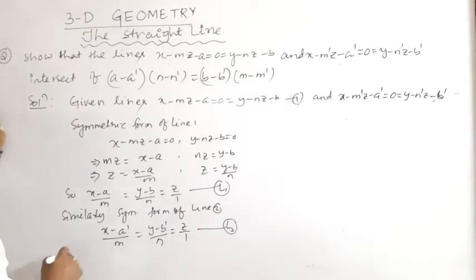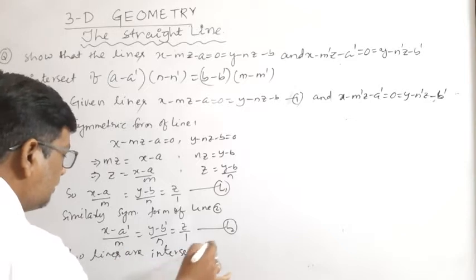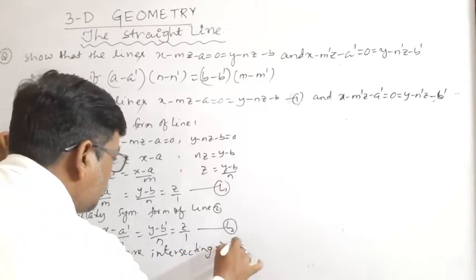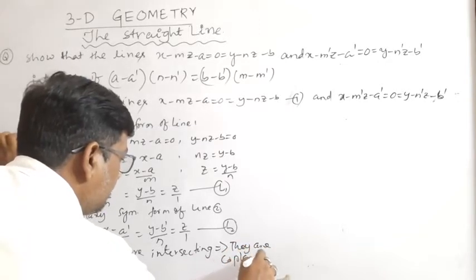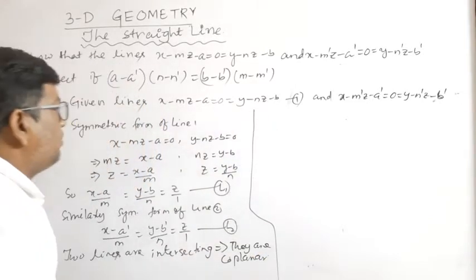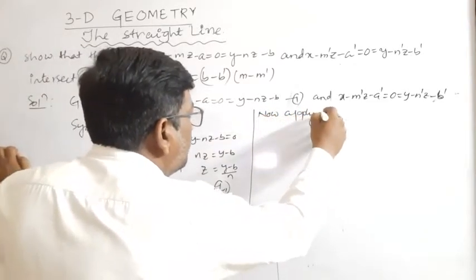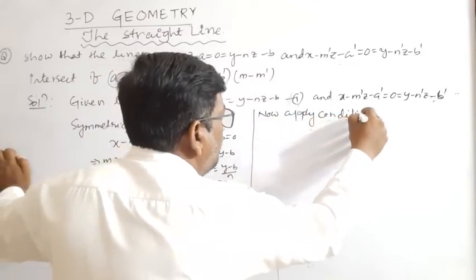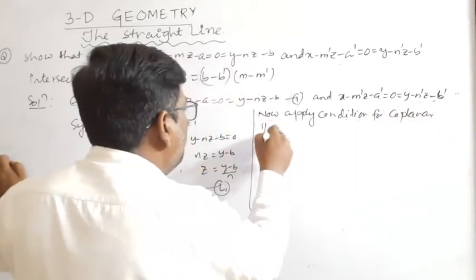Intersecting. Two lines are intersecting, that implies they are coplanar. Now, apply condition for coplanar of two lines.